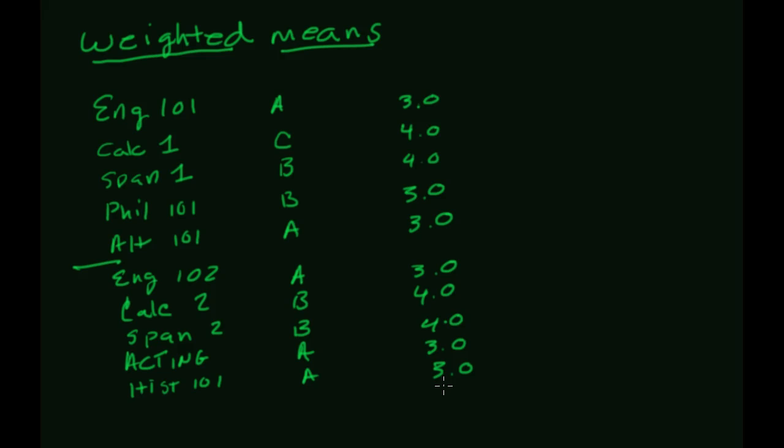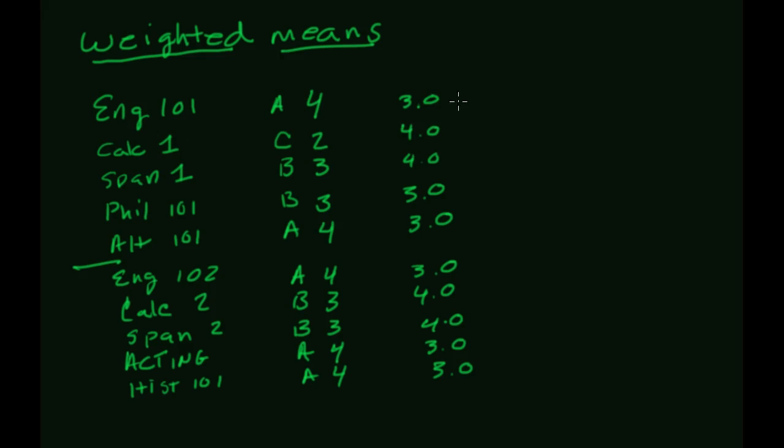So the first thing that we do is we have to change all the letter grades to numbers. When they're an A, we're going to give them 4 points. When they're a B, we're giving them 3, and when they're a C, we're giving them 2. So A's get 4, B's get 3, C's get 2, D's would get 1 point, and an E or an F gets them nothing because they didn't pass.